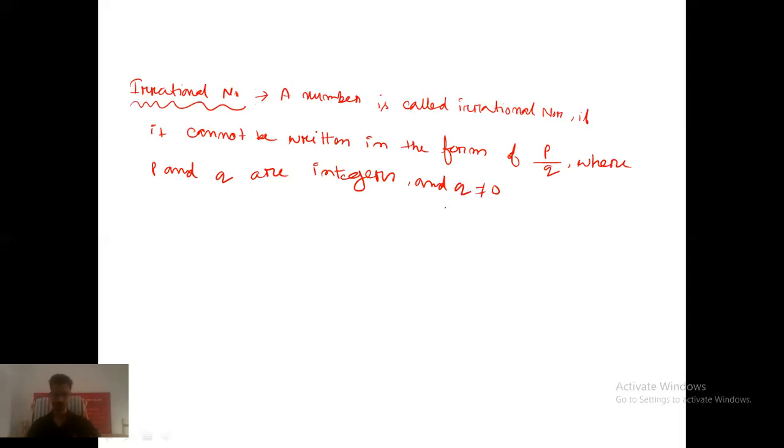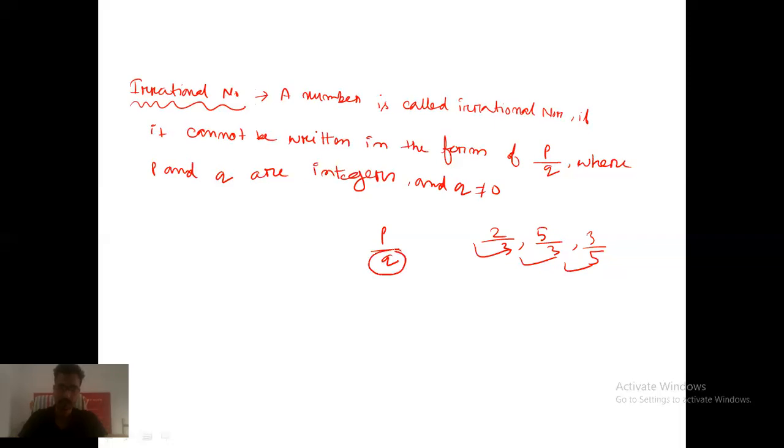Now see, that day we discussed, suppose, 2 by 3, 5 by 3, 3 by 5. These are rational numbers because they can be expressed in the form of p by q, where q does not equal 0.